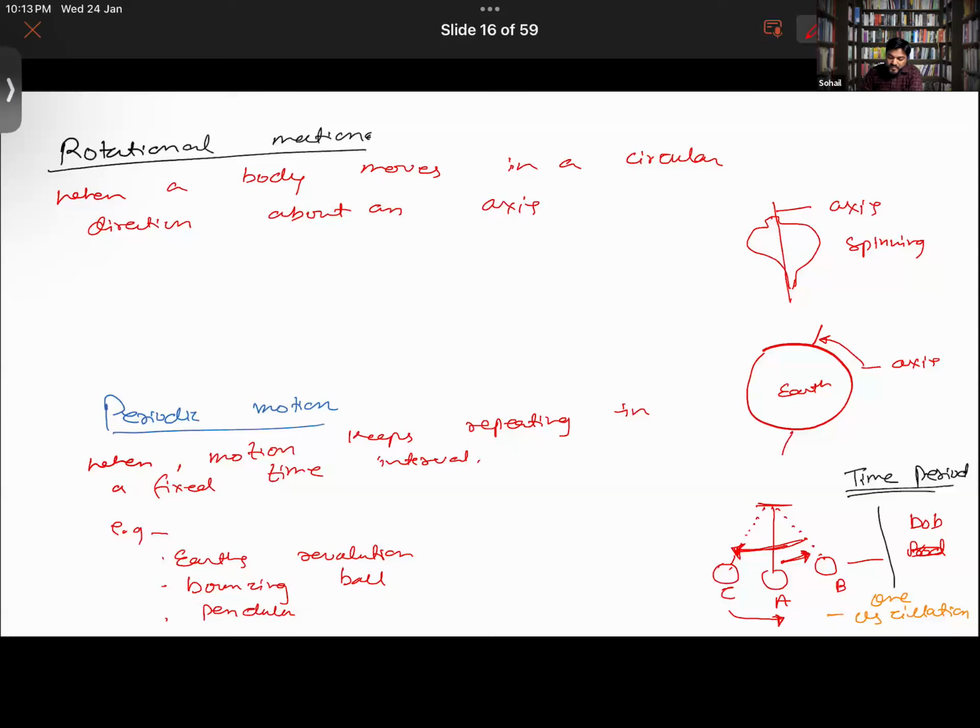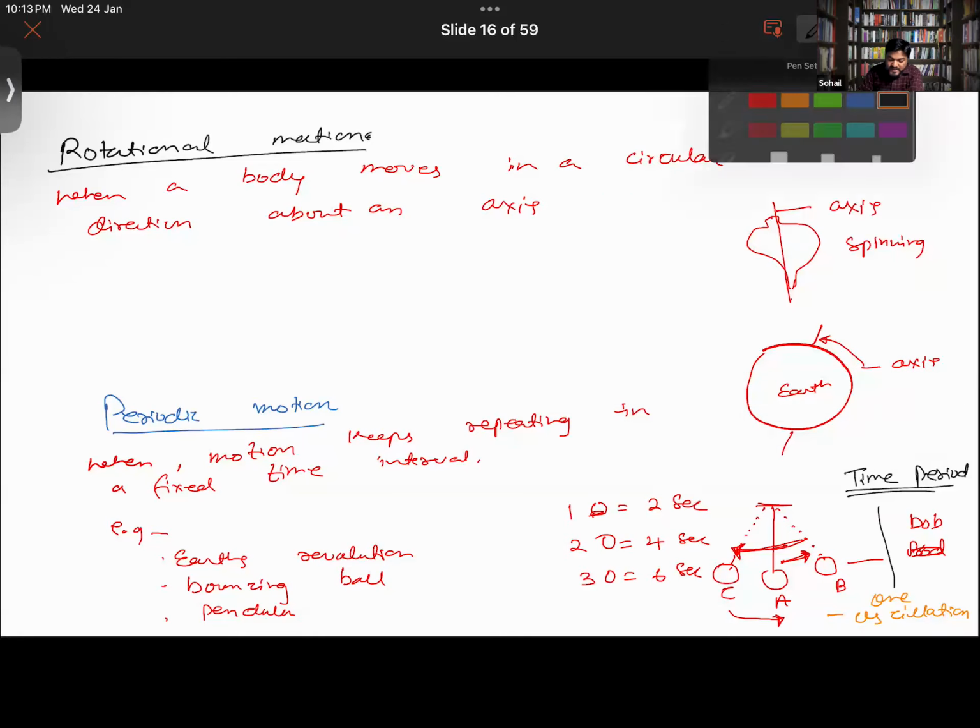So in one oscillation, it will be doing a particular type of motion where it moves from point A to B, then from B to C, and then back to A. So that is said to be one oscillation, and it keeps on repeating. This set of motion keeps on repeating itself after a fixed interval of time. So suppose it has done one oscillation in 2 seconds, right? Then in 4 seconds, it would have done two oscillations. In 6 seconds, it would have done how many? Three oscillations.